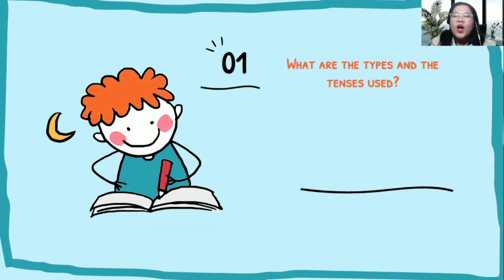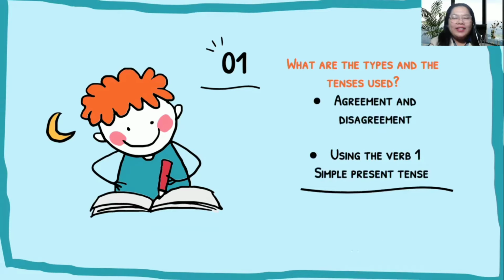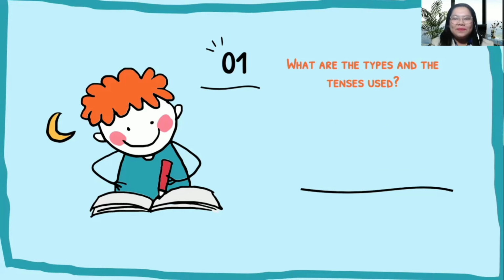Okay, the first one, what are the types and the tenses used? In this expression there are only two types. Those are agreement and disagreement. And about the tenses used in this expression, when you want to write or say it, you need to use the verb one or simple present tense.